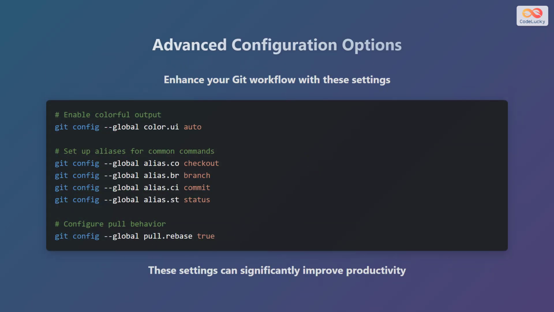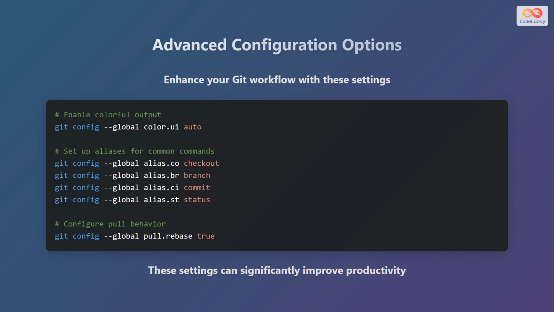To further enhance your Git workflow, consider these advanced configuration options. You can enable colorful output in your terminal, making it easier to read Git status and diffs. To do this, use the command git config --global color.ui auto. You can also set up aliases for common commands, which can save you a lot of typing. For example, you can set co as an alias for checkout using git config --global alias.co checkout.